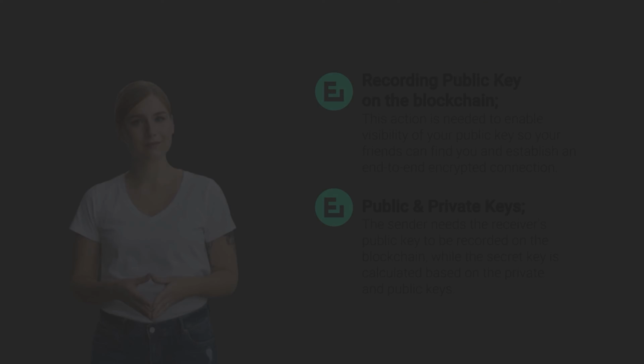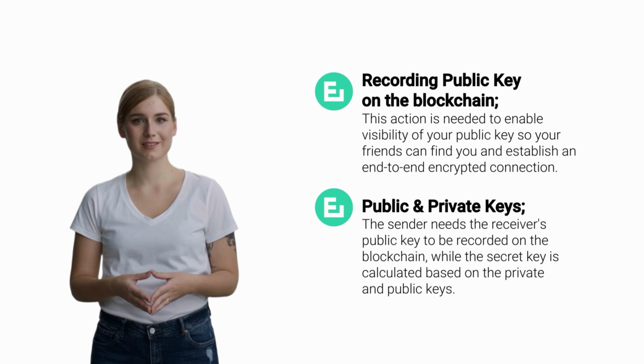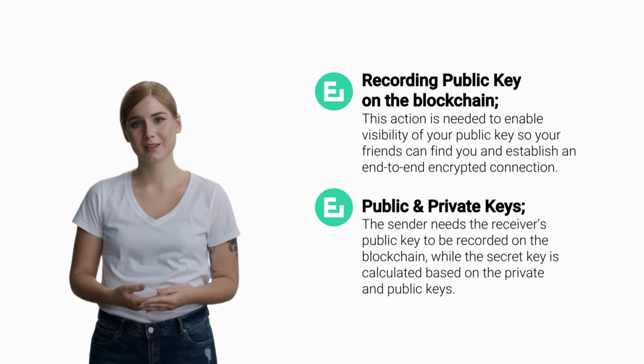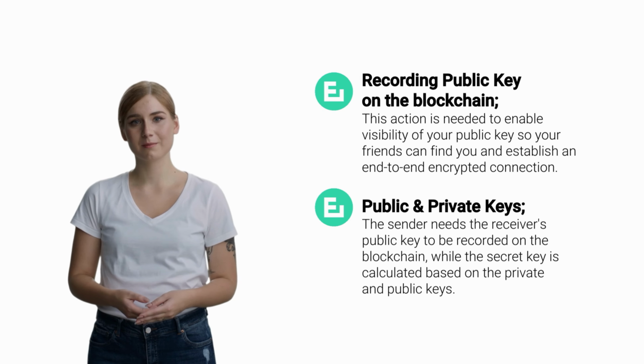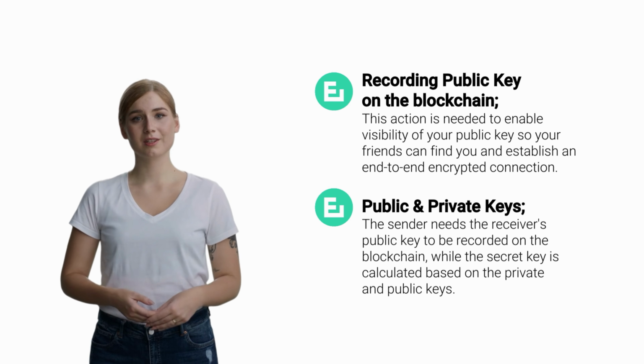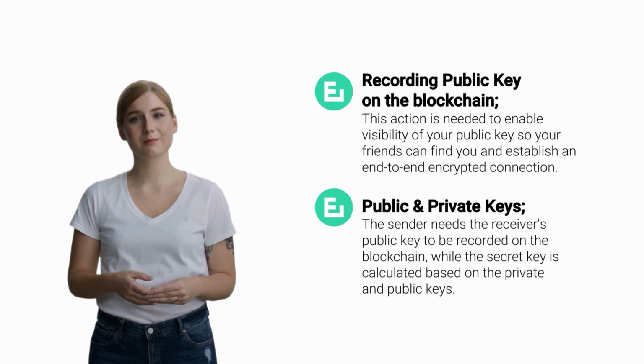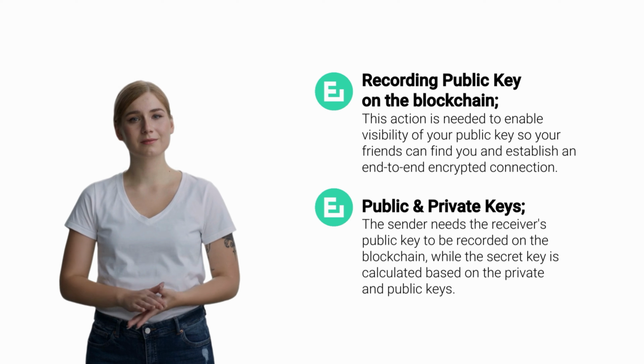This action is needed to enable visibility of your public key so your friends can find you and establish a connection. To clarify, the sender needs the receiver's public key to be recorded on the blockchain, while the secret key is calculated based on the private and public keys.